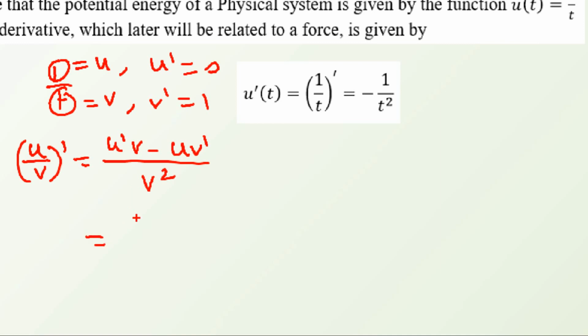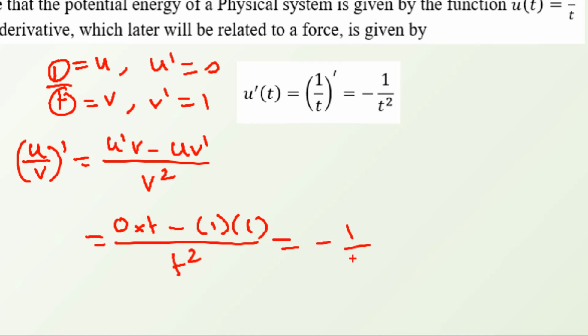Now let me plug this in the formula here. Then u prime is 0, so that would be 0 multiplied by t minus u, which is 1, and v prime, which is 1, divided by v square, and v is t, and that would be t square, and that would be minus 1 over t square.